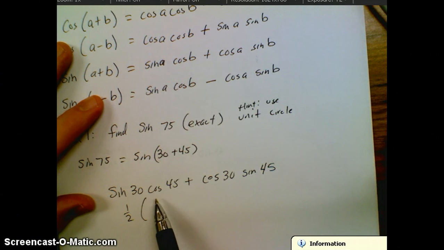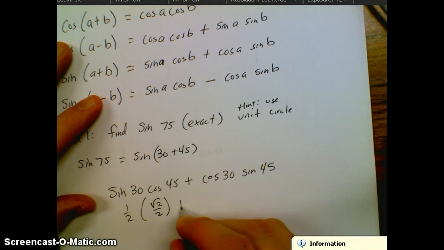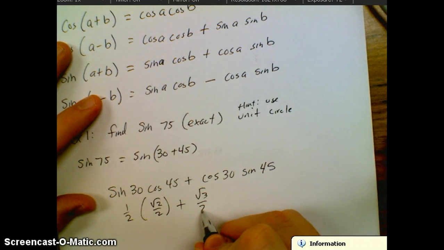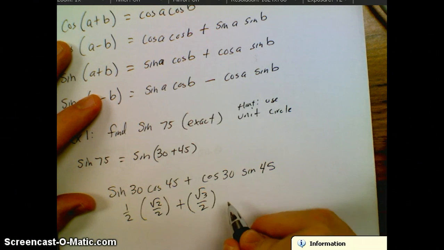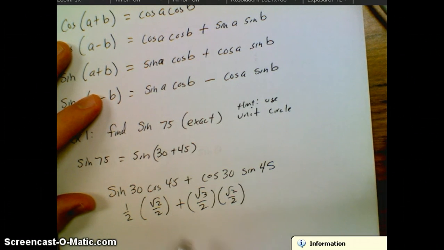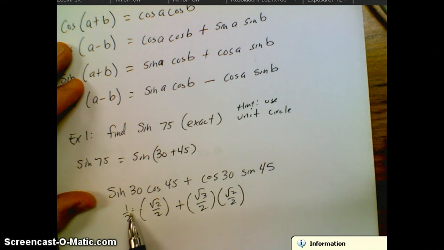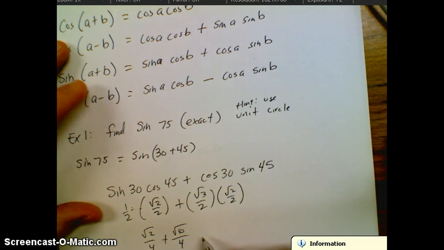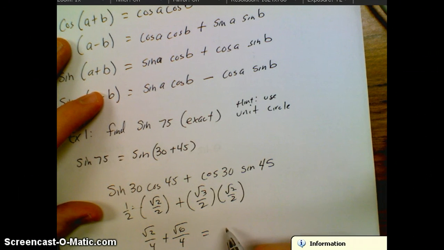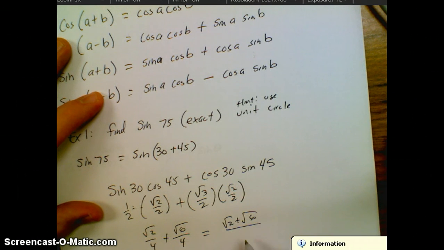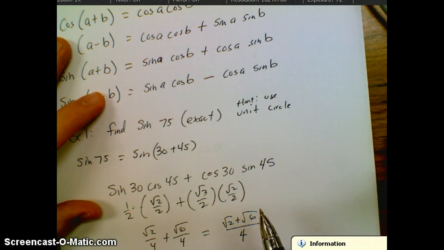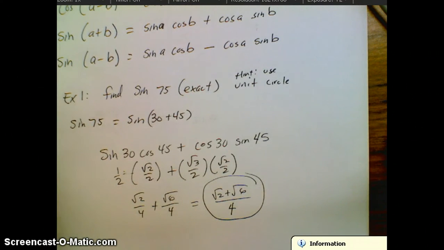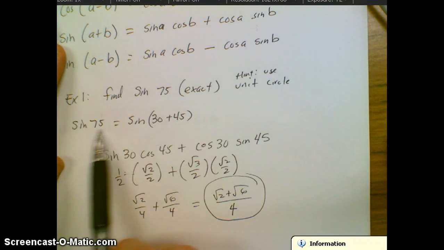From the unit circle, cosine of 45 is square root of 2 over 2, plus cosine of 30 is square root of 3 over 2, and the sine of 45 is square root of 2 over 2. And then we simplify this. So multiply across: square root of 2 over 4 plus square root of 6 over 4. And then we can put this together. That's equal to square root of 2 plus square root of 6, over 4. And that's our answer. That's example 1. We're finding the exact value of sine 75.